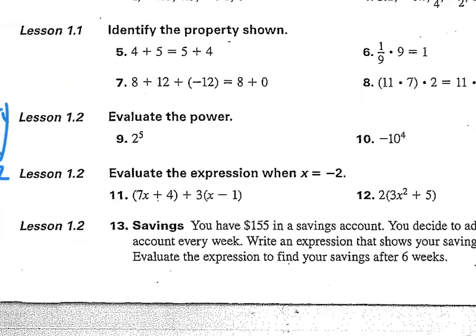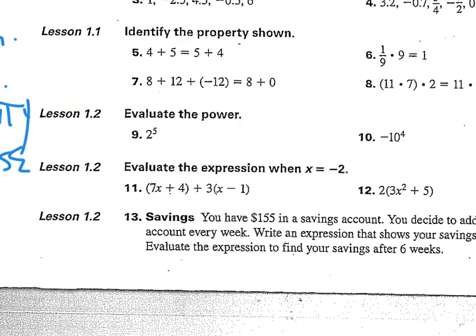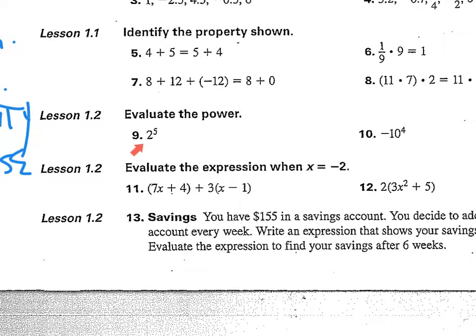Moving on, 9, 10. Just evaluating the power. All you've got to do is plug these into your calculator and get your answer there. For 11 and 12, you need to plug in negative 2 where you see the x. So it's going to be 7 times negative 2 plus 4, plus 3 times negative 2 minus 1, like that. You just got to plug in that negative 2.